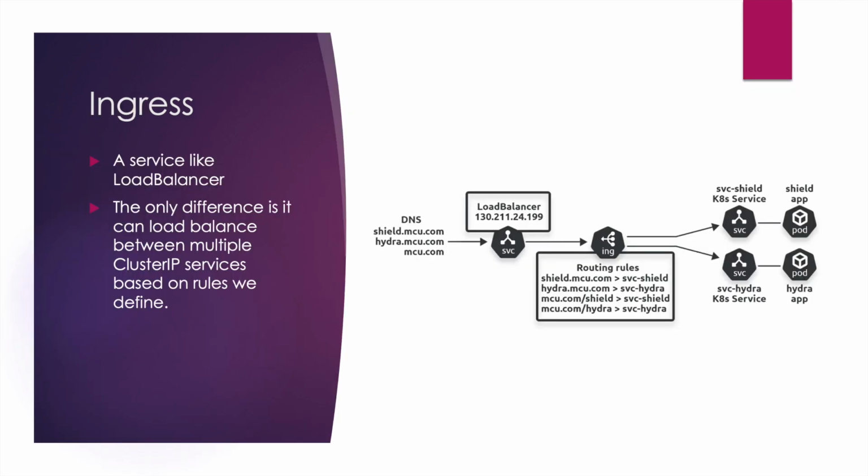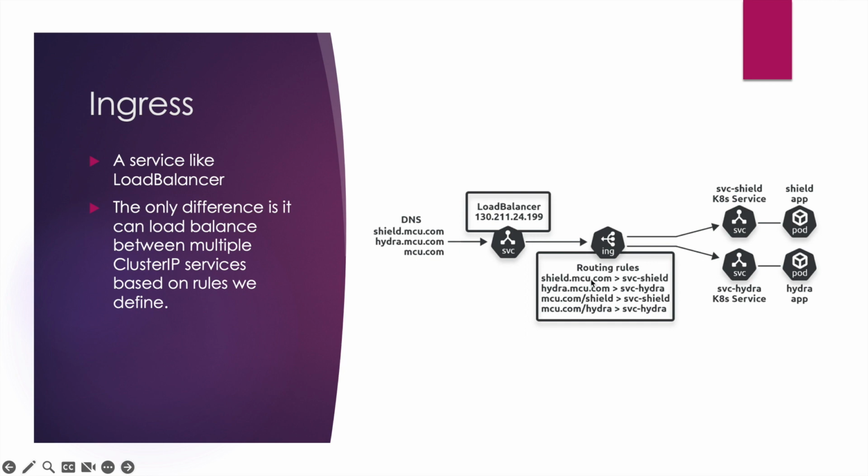Ingress is a type of service which can load balance different services. So we have said that a service load balances different pods. Ingress can load balance different services. So here we can see that we have created an ingress, and there are 2 services here, and so it can route the traffic based on the routing rules that we define as part of the ingress configuration.